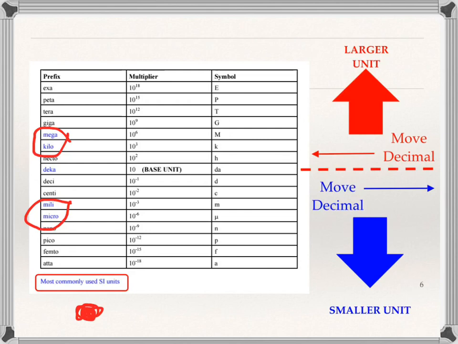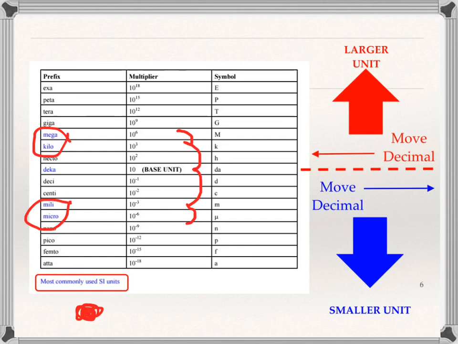And so you can see that when you go from one to the other, you're going up by powers of 3. So when you go from the base unit, so let's say the base unit was volts, then to go to the next larger unit, that would be kilovolts, move the decimal 3 places, and to go up to megavolts, that would be 10 to the 6, move another 3 places. And then if you're going down, millivolts, 3 places, and microvolts, another 3 places.